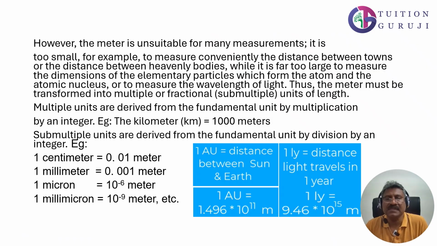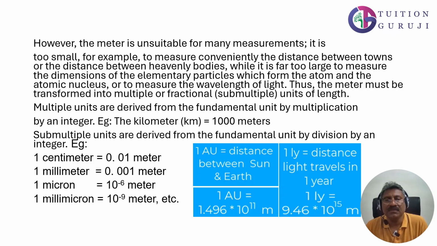We cannot use the same unit for all the measurements. So we have to multiply the standard units with whole numbers or with fractions to make suitable units. You take the case of meter. Meter is unsuitable for many measurements. You cannot measure the distance between two heavenly bodies, between two stars. You cannot use meter. For that you have to use a bigger unit like light year.